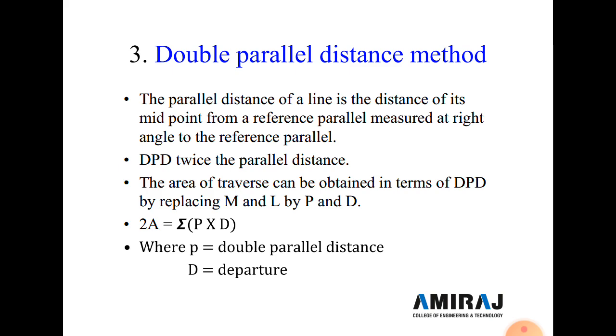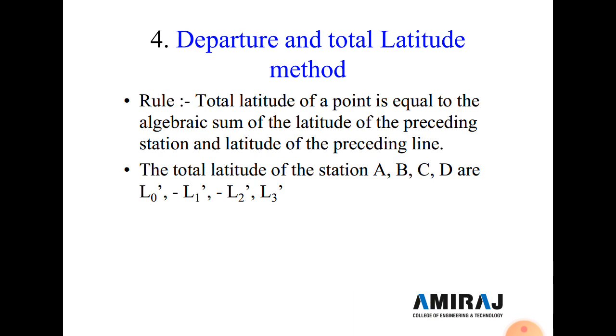Now the next method is the double parallel distance method. The parallel distance of a line is the distance of its midpoint from the reference parallel, measured at right angle to the reference parallel, and in the DPD method it is twice the parallel distance. So the area of a traverse can be obtained in terms of DPD by replacing M and L by P and D. So 2A is equal to the sum of P multiplied by D, where P is the double parallel distance and D is the departure.